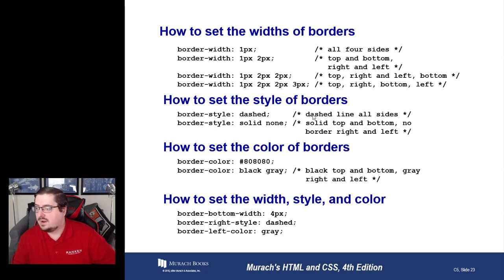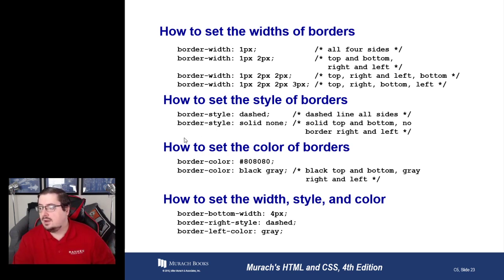So border style, I can specify the border style for all 4 sides. Here I would be saying dashed, and here I'm saying I want 2 different values, solid and none. So that first value is my vertical, so it would have a solid border on the top and the bottom, and then it would have no border on the left and the right.